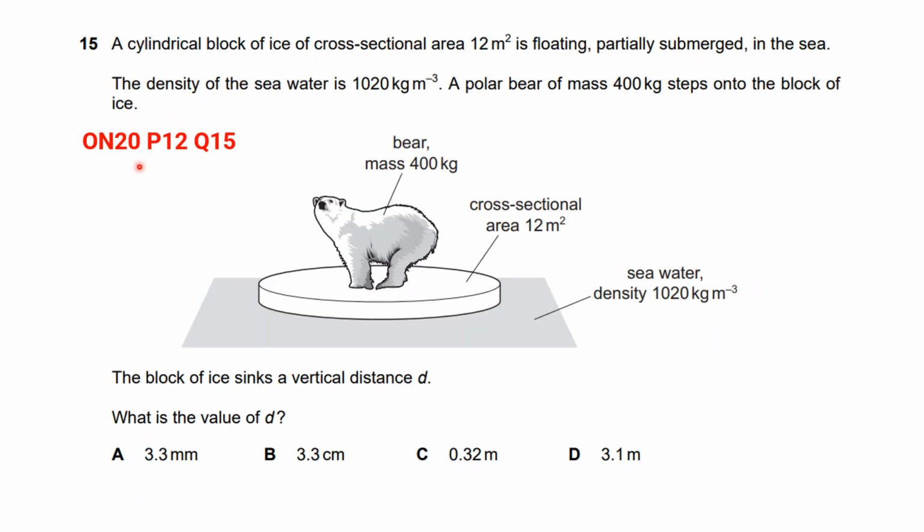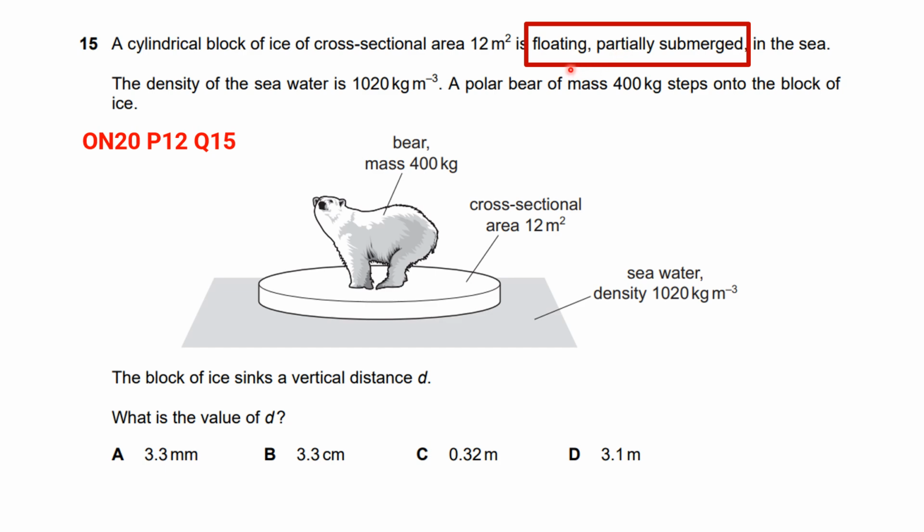This question is from October-November 2020, paper 12, question 15. A cylindrical block of ice of cross-sectional area 12 square meters is floating, partially submerged in the sea. The density of the seawater is 1020 kilograms per cubic meter. A polar bear of mass 400 kilograms steps on the block of ice. The block of ice sinks a vertical distance d. What is the value of d?